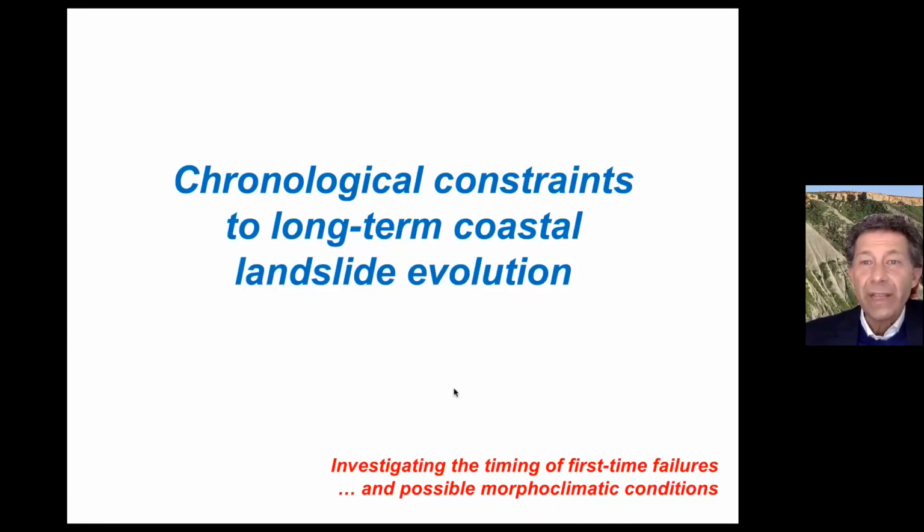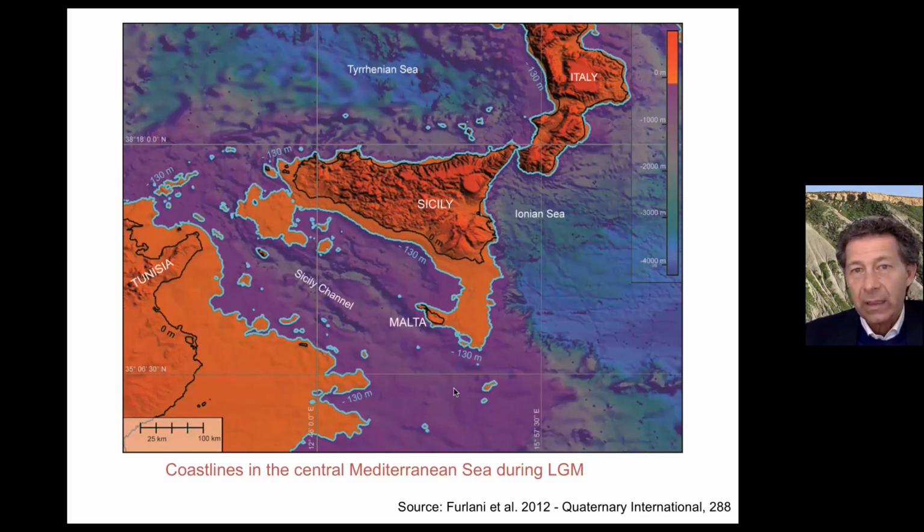I have mentioned dates, chronological constraints, cosmogenic ray exposure dating, and we performed them, and they enabled us to prove some of our hypotheses. This was the first time that these landslides were dated in Malta, and investigating the time of these possible first-time failures made it possible to understand also the possible morphoclimatic situation when they were occurring.